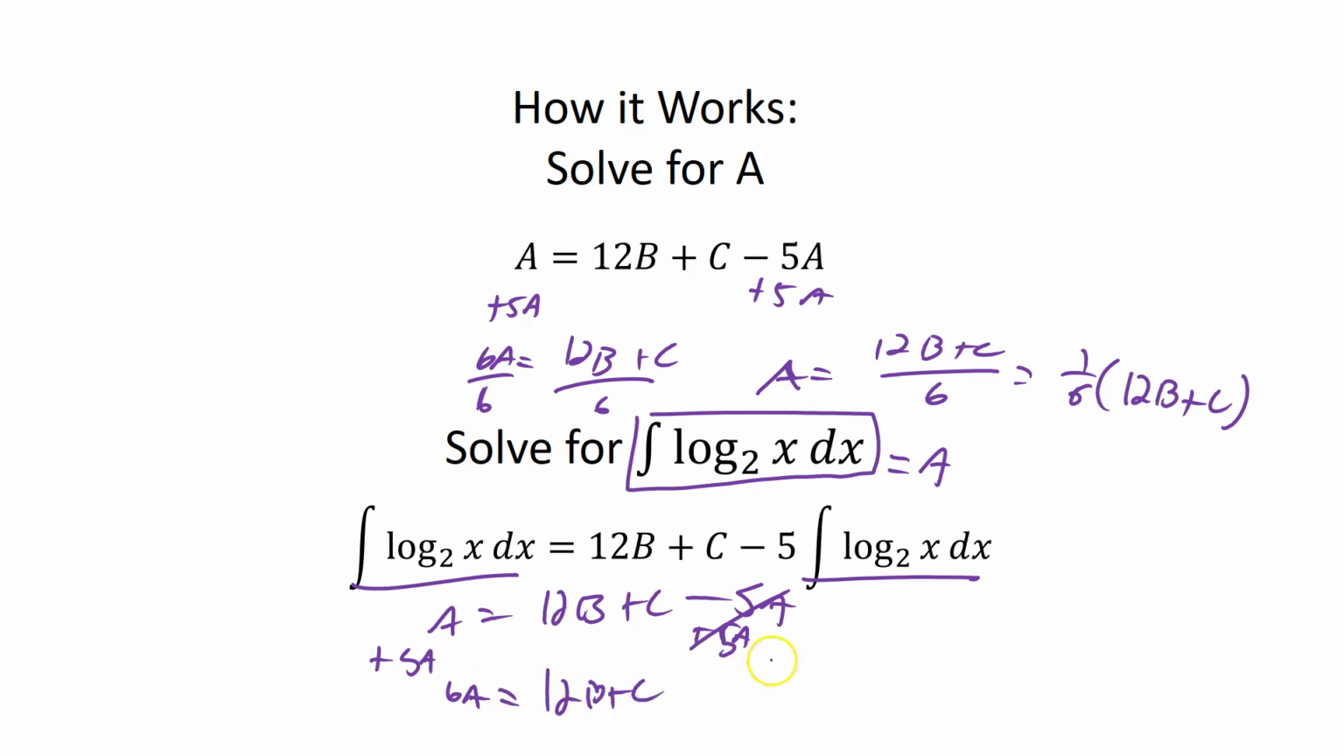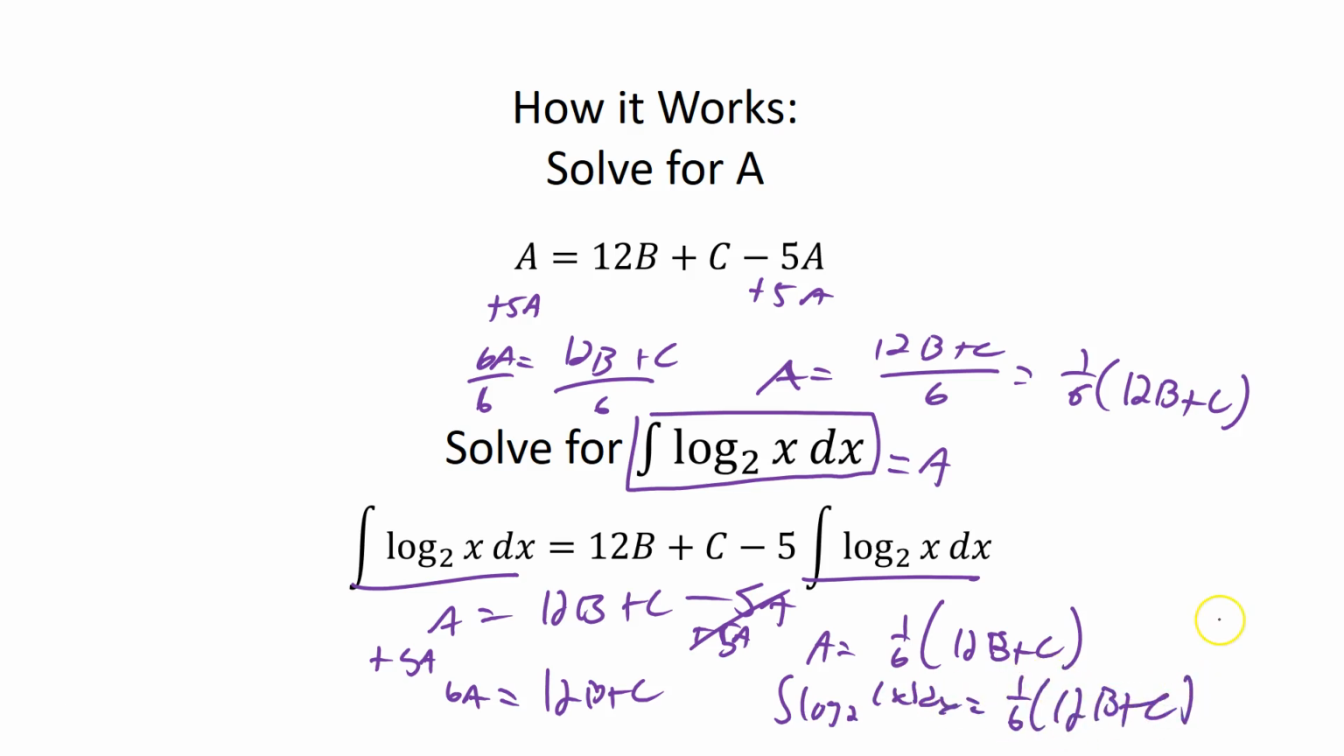And then to solve, I divide by 6. So I have a is equal to 1/6 times (12b plus c). And then you could actually rewrite it, right? So this is integral log base 2 of x dx is equal to 1/6 times (12b plus c). So this is just an example I made up. The integral we don't actually have to solve for.